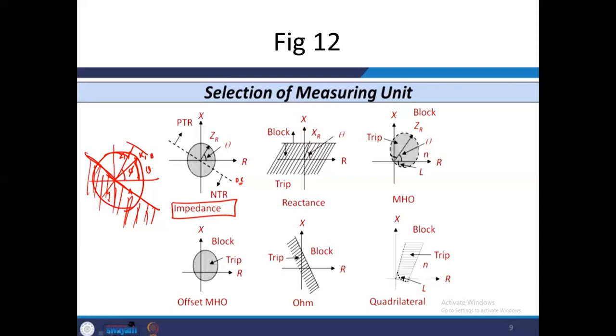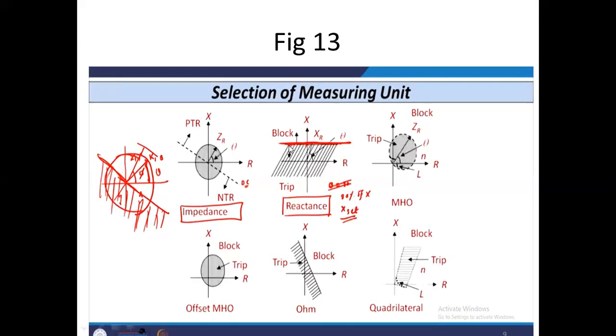Now, if you look at any value below this line, that is this angle, the relay will operate. This is the line. Below this line, the relay will operate. At any value above this line, the relay will block. So this is the block region and this is the trip region. It is shown by the shaded portion.